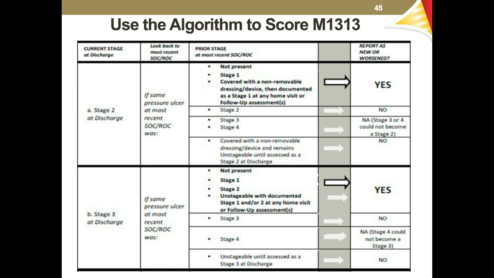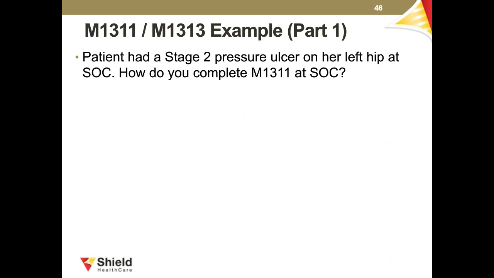You follow the big arrow, the one that has the outlining around it. So if I had a stage 2 pressure ulcer and at the prior start of care or resumption of care it was not present, it was a stage 1, it was covered by a non-removable dressing, and then documented as a stage 1 at a home visit or follow-up, the answer is yes, it got worse. Anything else is going to be no. You see an arrow, but it goes to no or NA. So this is a great tool and really helpful to take out during the assessments at discharge to make sure we get it right.